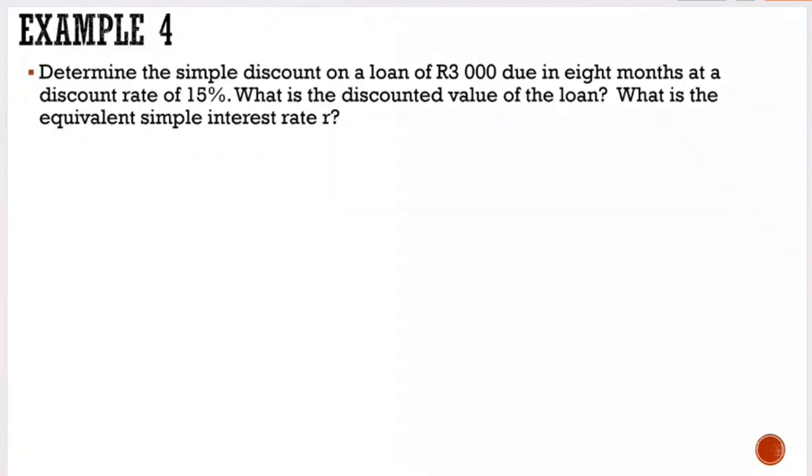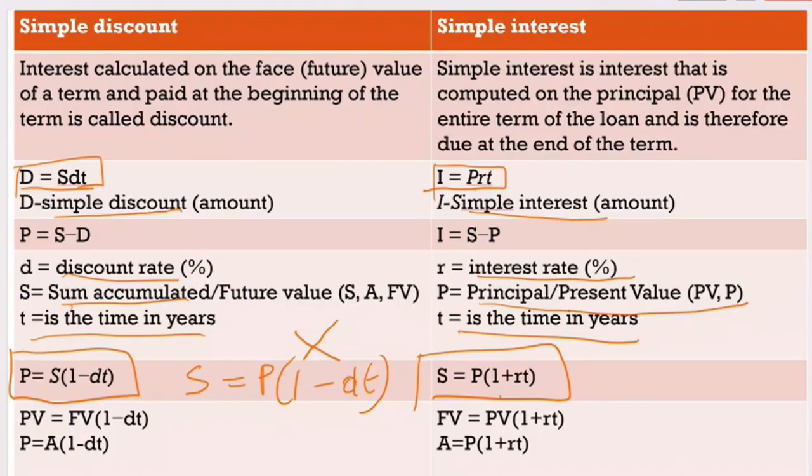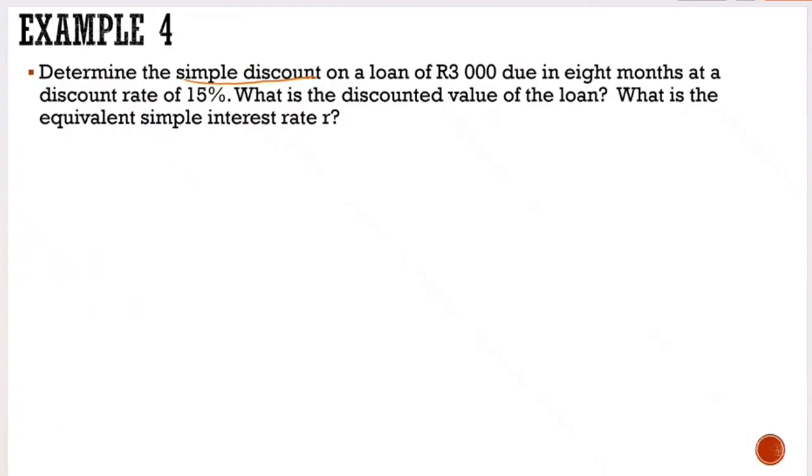Okay, so here is a question for a simple discount. The question is saying, determine the simple discount. A simple discount, remember, it's not a rate. According to our formula here, a simple discount is this one. You need to find this one according to our formula. We are not looking for a rate. We're looking for the actual amount. So now a simple discount, we must look for D on a loan of 3,000 due in 8 months.